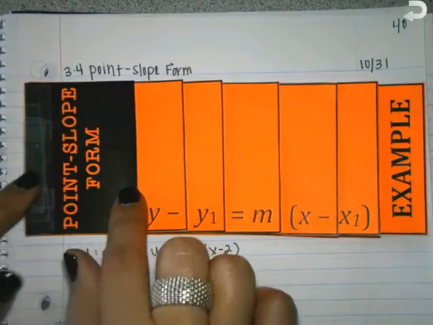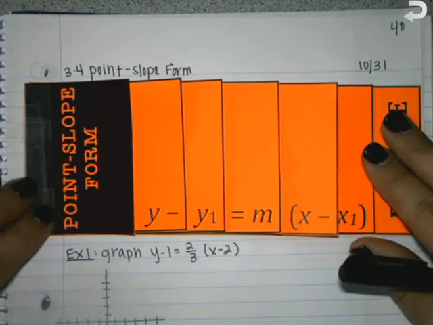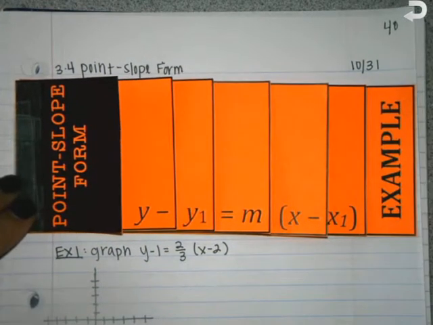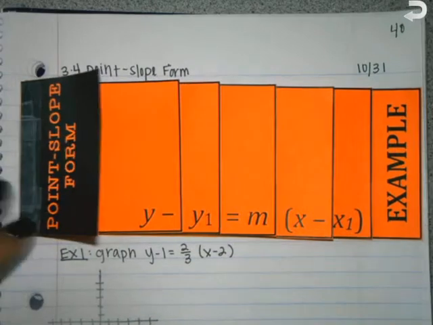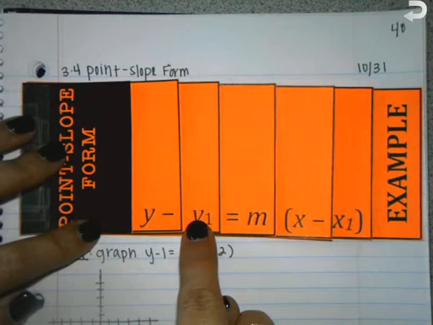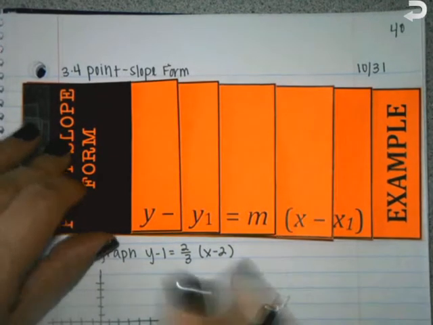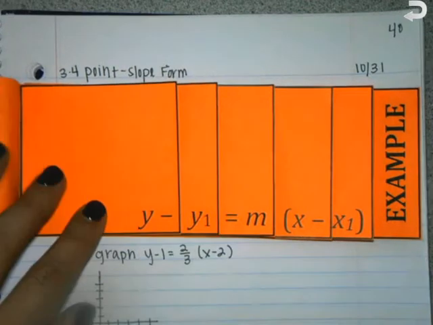Okay, so for 3.4, we're going to be looking at point-slope form of a line. We talked about slope-intercept form on Tuesday, so now we're going to do point-slope form. Point-slope form is y minus y1 equals m times x minus x1. Y is going to stay y always.